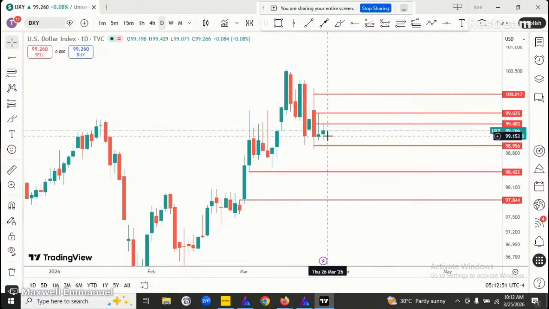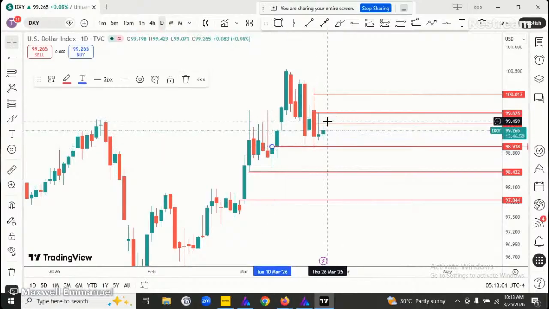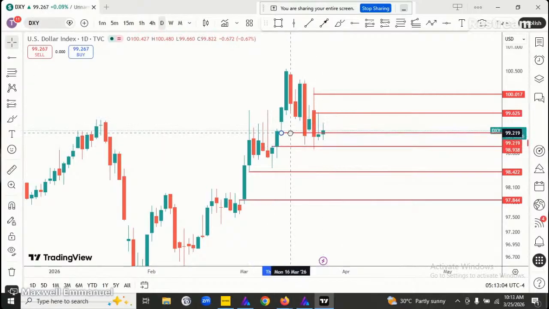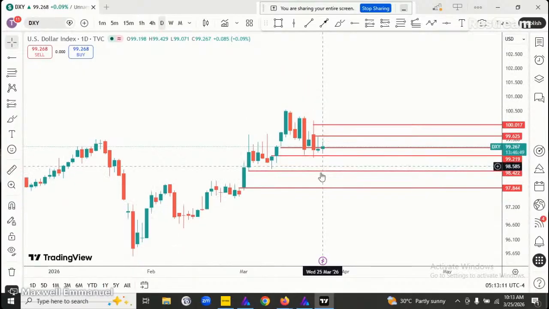But as you can see, yesterday's candle closed as an inverted hammer, and I think price filled a fair value gap here, which I think is the reason for the rejection we are seeing in the market right now. So where is DXY heading right now? Let's see, there's a fair value gap above.